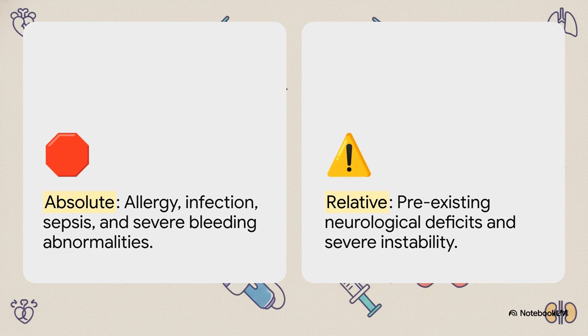Relative contraindications require our clinical judgment. These include pre-existing neurological deficits, especially existing lumbar plexopathies or neuropathies. In these cases, we really don't want to muddy the diagnostic waters with a block that might cause temporary motor weakness, making post-operative neurological assessment impossible. Also, you must proceed with extreme caution in patients presenting with severe hemodynamic instability, as the potential sympathetic block from a bilateral QL could precipitate cardiovascular collapse.